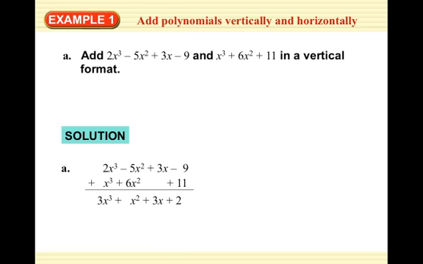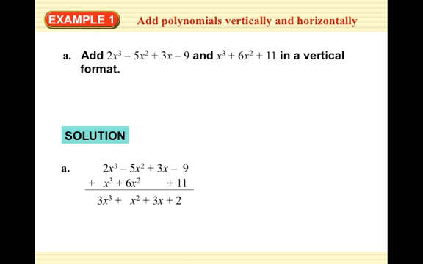Okay, so adding in vertical format, we're going to add 2x cubed minus 5x squared plus 3x minus 9 and x cubed plus 6x squared plus 11. Vertical format means you're going to line up like terms vertically from the two polynomials. Say you write the first one on your first line of work: 2x cubed minus 5x squared plus 3x minus 9. Notice it's in standard form, and my second one's in standard form, so that should make it really easy to line up my terms.